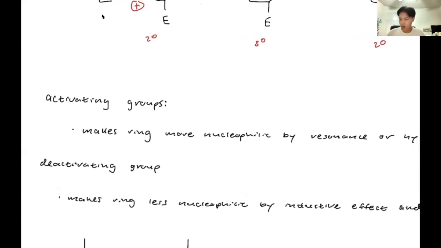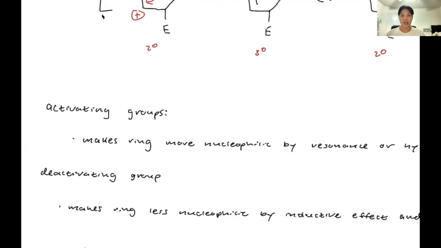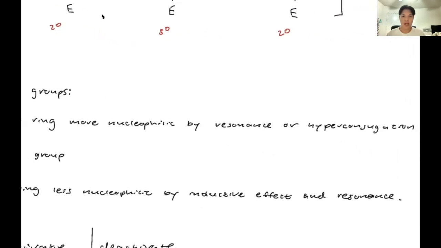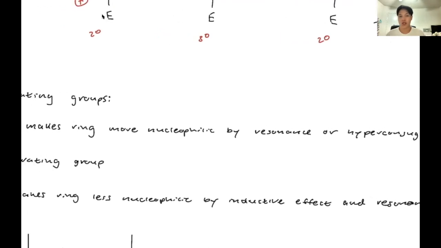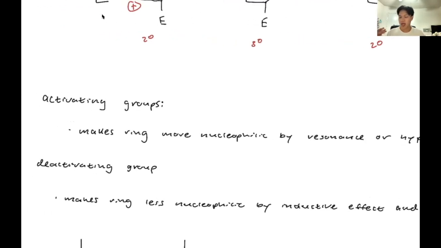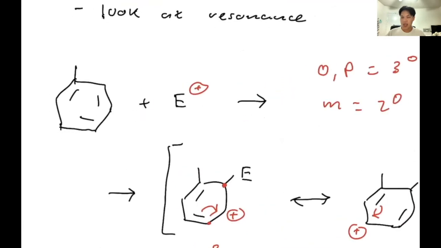So one is going to be called an activating group, and these activating groups make these benzene rings more nucleophilic by resonance or hyperconjugation. Basically, it's saying it's going to make the ring more nucleophilic, which means the reaction will go faster, right? Remember this reaction? It doesn't go as fast because this benzene ring is not really a good nucleophile, right? And if we make it a good nucleophile, let's say if we add a negative formal charge here, that means it's going to be a better nucleophile, which means it's going to react quicker.